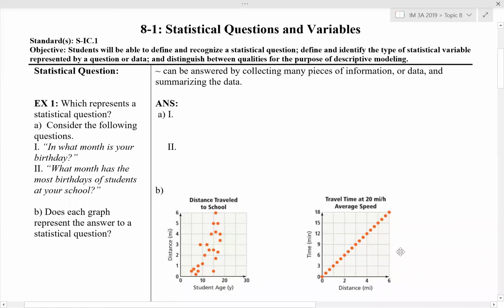In this video, we're going to talk about topic 8, section 1, statistical questions and variables. In this lesson, we will be able to define and recognize a statistical question, define and identify a type of statistical variable represented by a question or by data, and distinguish between qualities for the purpose of descriptive modeling.